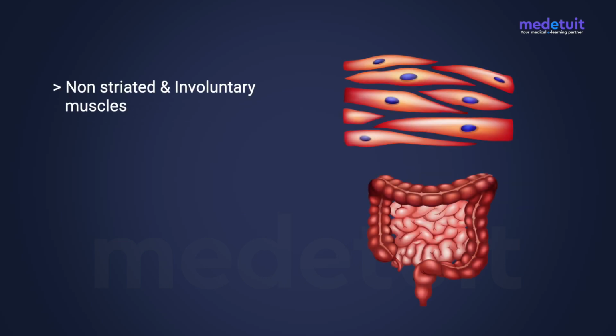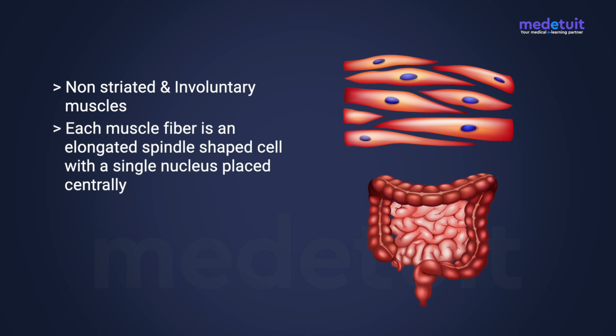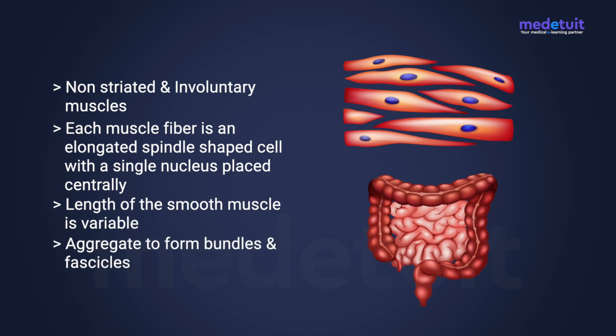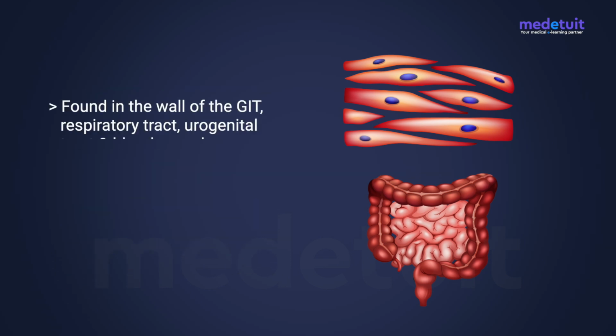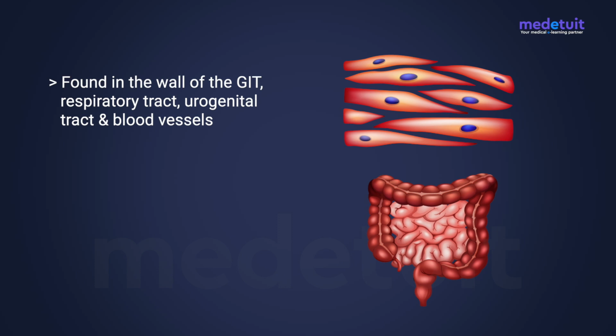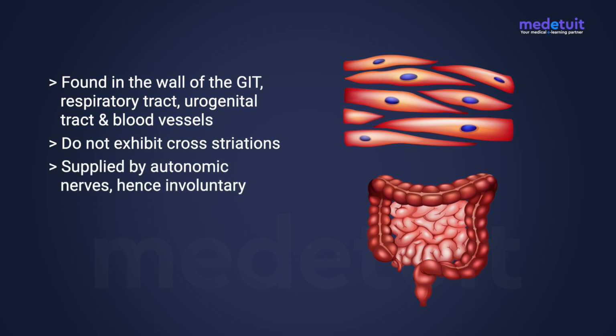Smooth muscle cells, which are non-striated and involuntary. Each muscle fiber is an elongated spindle-shaped cell with a single nucleus placed centrally. Length of the smooth muscle is variable, that is 15 to 500 micrometer. They often aggregate to form bundles and fascicles. They are found in the wall of the GIT, respiratory tract, urogenital tract and blood vessels. They do not exhibit cross striations. They are supplied by autonomic nerves, hence involuntary.